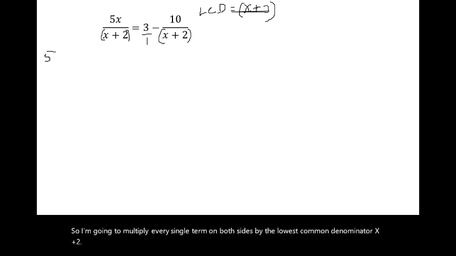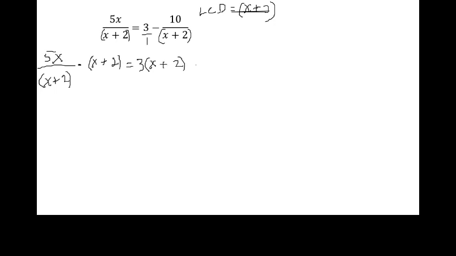So I have 5x over x plus 2. I'm going to multiply it by x plus 2. Then over here, I'm going to take 3, and I'm going to multiply it by x plus 2. Then I'm going to take this last term, minus 10 over x plus 2, and I'm going to multiply it by x plus 2.